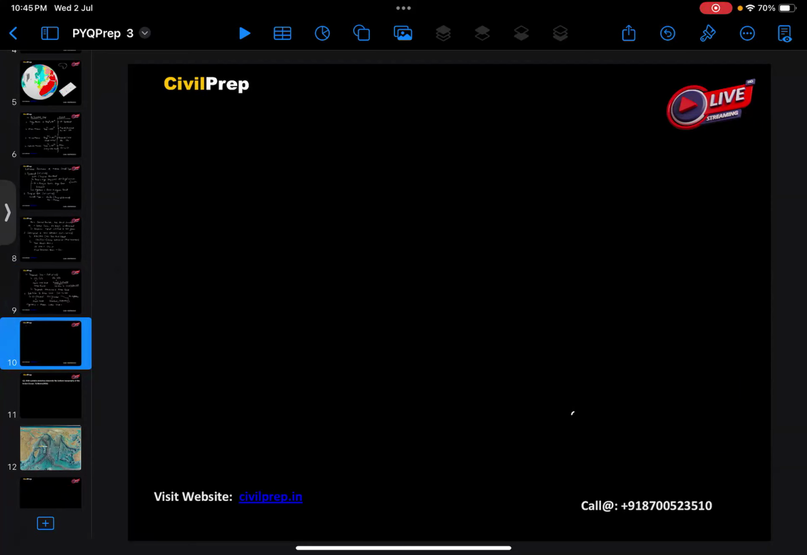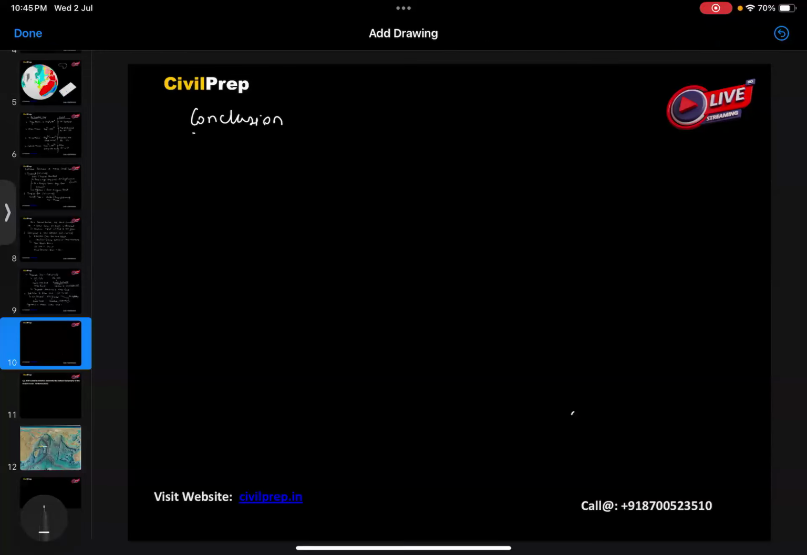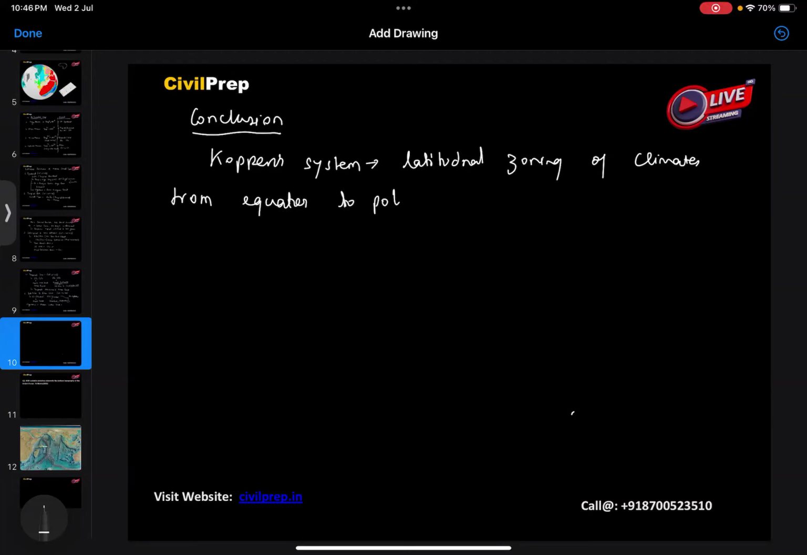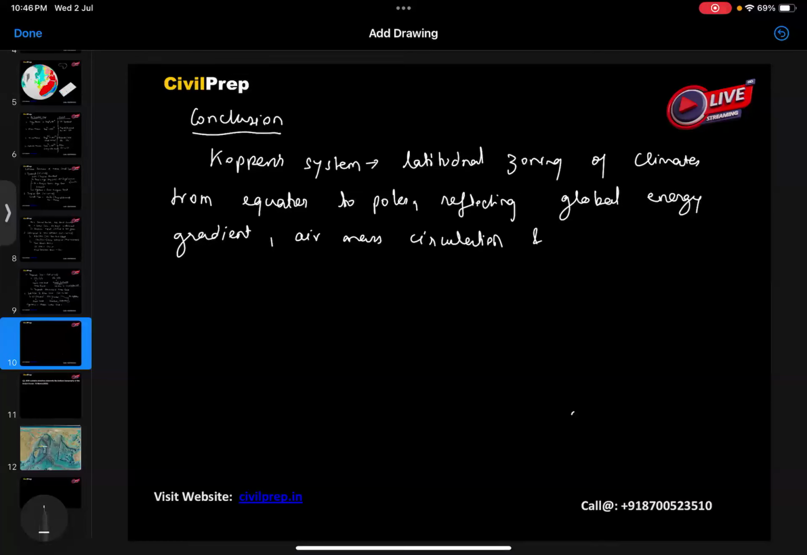Now, let's look at the conclusion part. So under conclusion, what we'll be seeing here, the Köppen system showcases a latitudinal zoning of climates from equator to poles, okay, reflecting the global energy gradient with respect to air mass circulation and also oceanic patterns.